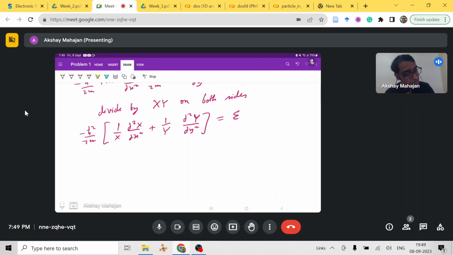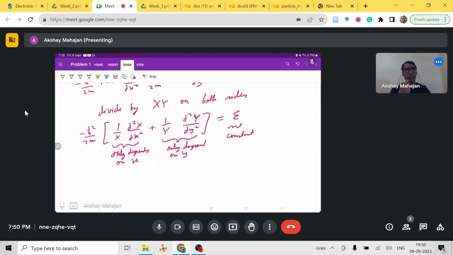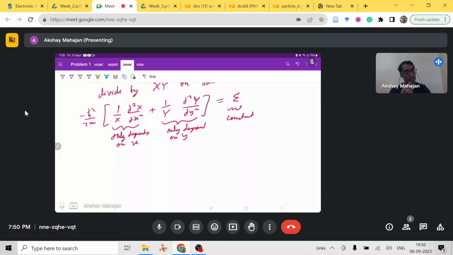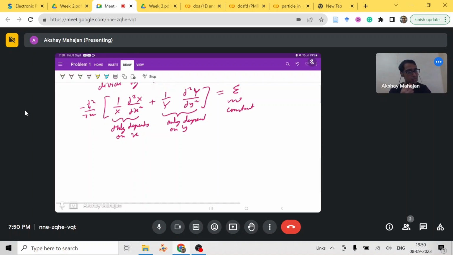So now this part on the left side depends only on x, and this depends only on y, and this thing is a constant. It doesn't depend on x and y. So we have these two terms which just depend on variable x and variable y, and the summation of them is giving this constant. This means that each of them must be some constant value.